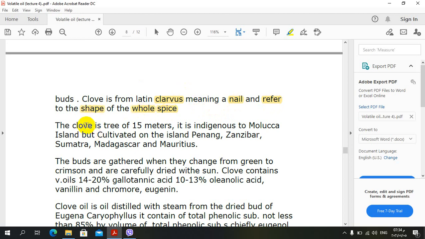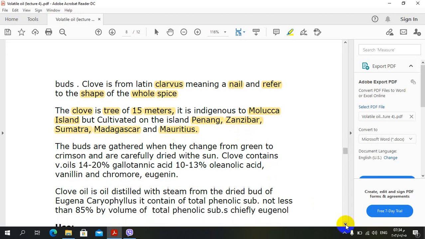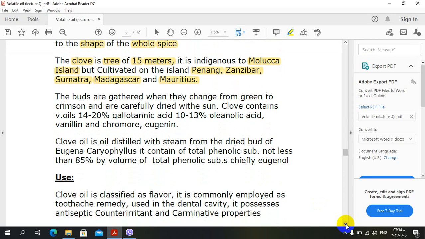The clove is a tree of 15 meters. It is indigenous to the Molucca Islands, but cultivated on Penang, Zanzibar, Sumatra, Madagascar, and Mauritius. The buds are gathered when they change from green to crimson.